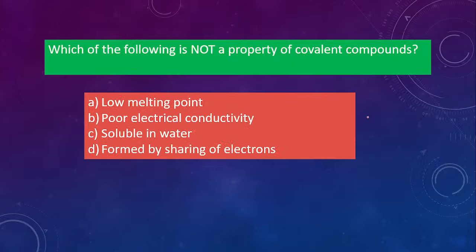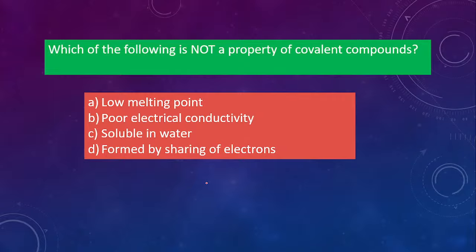Let's go to the next one. Now covalent bonds. Which of the following is not a property of covalent compounds? Option A, low melting point. Option B, poor electrical conductivity. Option C, soluble in water. Option D, formed by sharing of electrons. Now we have come to the chapter Carbon and its Compounds, the last chapter. Let's do a few more questions, then it will be over.